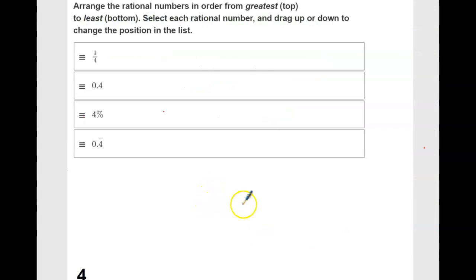Arrange the rational numbers in order from greatest to least at the bottom. So I'm going to put G to L, greatest to least. So in this one, whenever I'm ordering, I need to convert everything to decimals. And it's nice that these are already vertical, so I don't have to rewrite them so much. So this one, 1/4, is a pretty common fraction. If you don't know this one, then you will need to do the long division, but otherwise it's just 0.25.